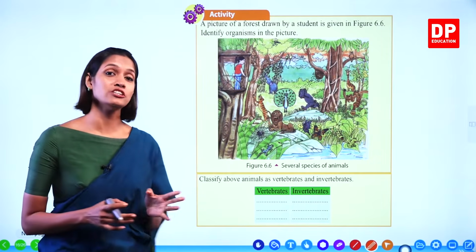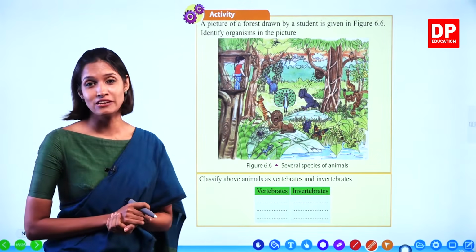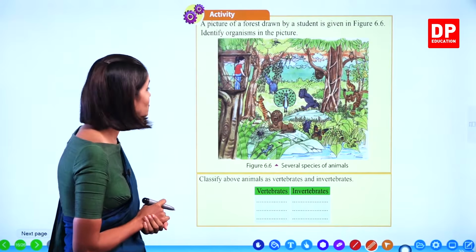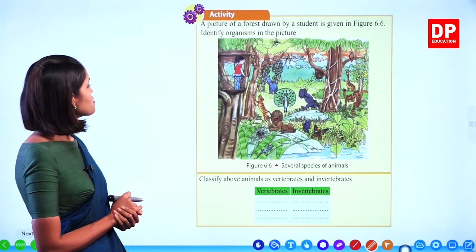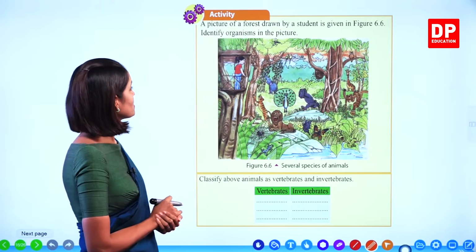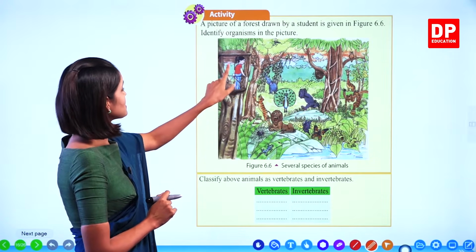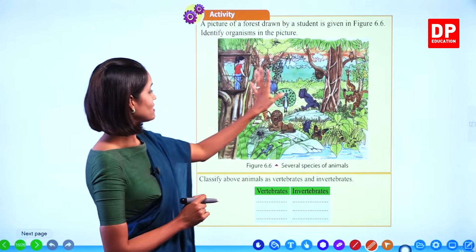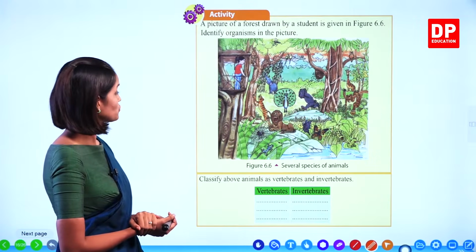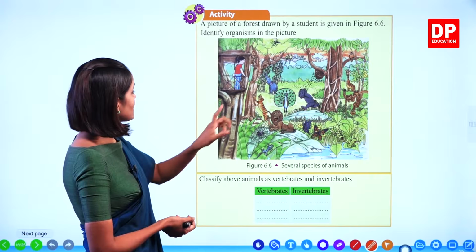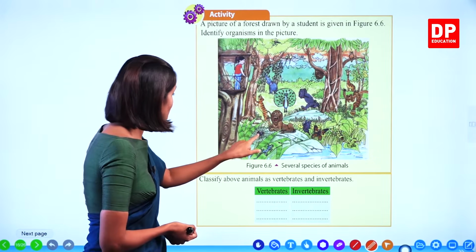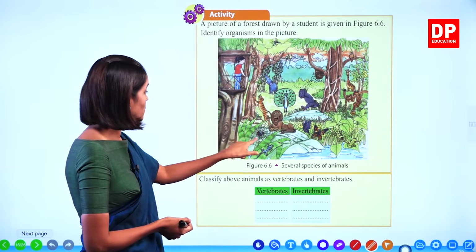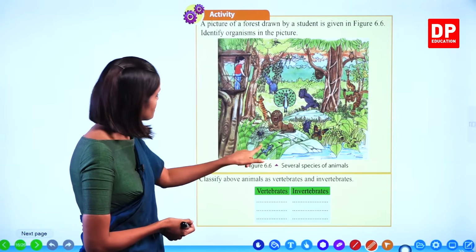Now we know a lot of examples for vertebrates and invertebrates. We will check whether we can categorize these animals as vertebrates and invertebrates. First of all, we'll identify them. Here, first thing I can see is a child looking at all the other animals. Okay. And here I can see a tiger, a lion. Here, can you see a spider web? And there's a spider. Look at this.